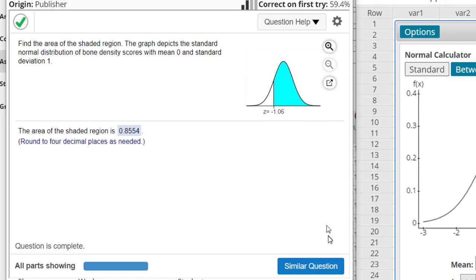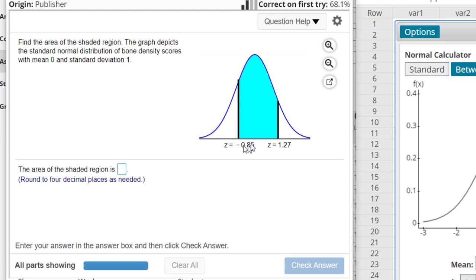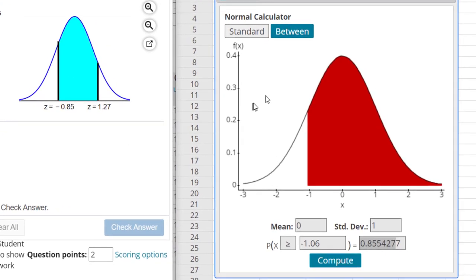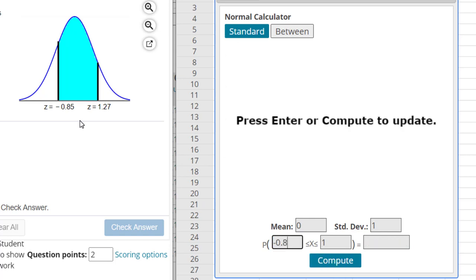And then the last one I want to show you is the one where you have in between. Now when you have area shaded between two values, and just remember, if you can't see the values well, you can make the graph bigger if you need to, but it looks like the two values are negative 0.85 and 1.27. So if you go to your calculator on StatCrunch, you do have to switch to between mode, and you're going to have to put in your mean and standard deviation, which is 0 and 1, same as the other ones. But on this one, the x value you start at is negative 0.85, and the x value that you end at is 1.27.